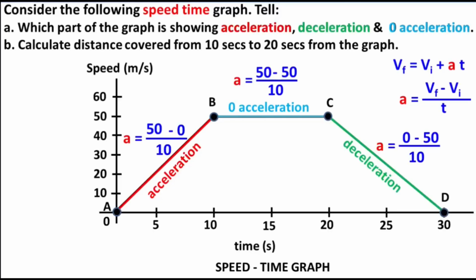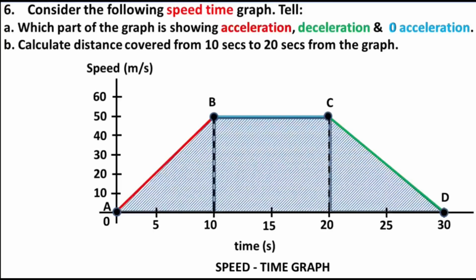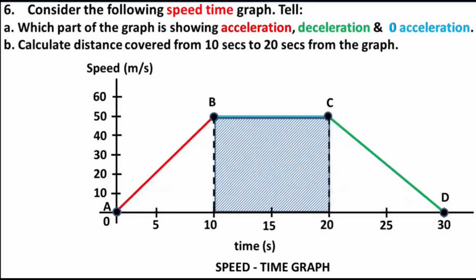In part B, we have been asked to calculate the distance covered from 10 seconds to 20 seconds using the graph. Let me clear the screen a bit. Remember, whenever a speed time graph is given, you can find distance from the area under the curve. We have to measure distance from 10 to 20 seconds, so we don't calculate the remaining area.